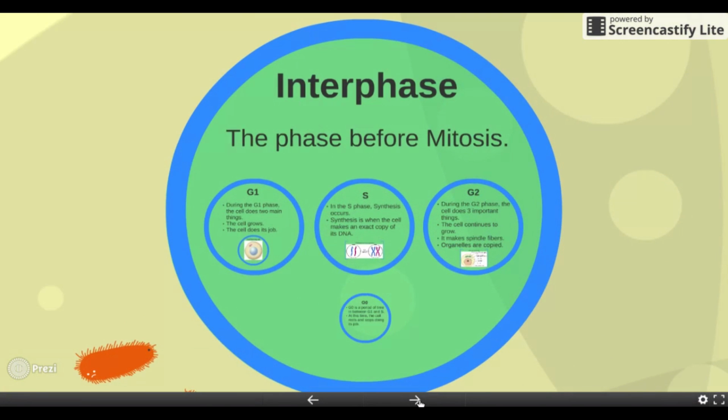For interphase, mitosis is the process of cellular division. However, before mitosis can start, the cell must go through an interphase stage. Interphase is broken into three parts: growth phase 1, synthesis, and growth phase 2.